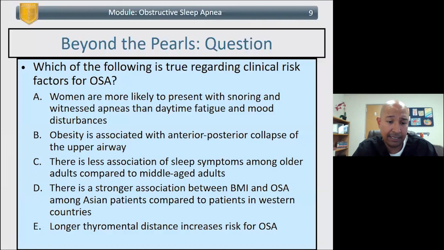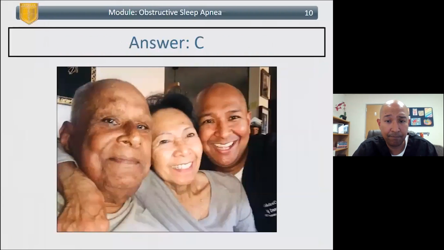And E: Longer thyromental distances increase OSA. If you have any pulmonologists listening today, what really increases risk for OSA is a short thyromental distance. That's where, before we intubate patients, we see how many fingers fit under here to ballpark the thyromental distance. So shorter means higher risk of OSA. I'm going to go with C, everyone. The take-home message is that older adults will definitely have different symptoms than younger adults with OSA, and it's going to be less of the classic heroic snoring type symptoms. So C is the right answer.